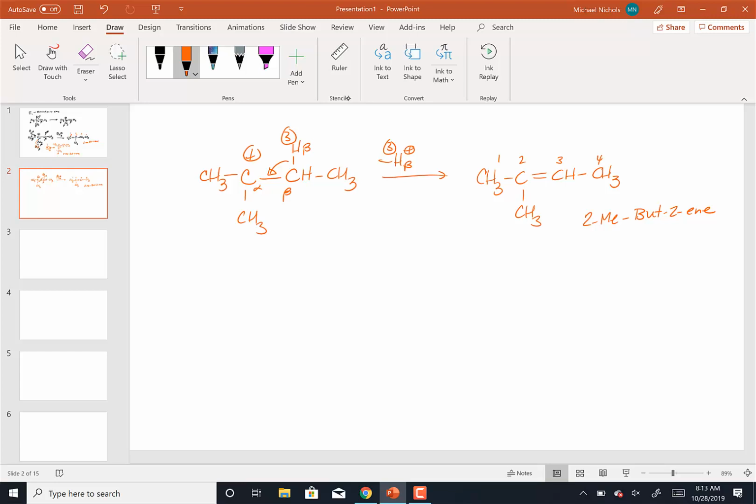The possible products are the 2-methylbut-2-ene, and then having the CH2 double bonded to the 2-methylbut-1-ene. So those are the 2 possible products. There's 2 ways to get 2-methylbut-1-ene. So everybody okay to this point in terms of the mechanism?